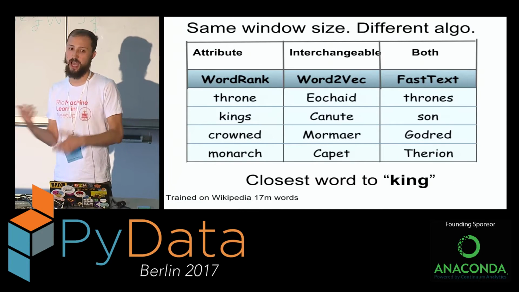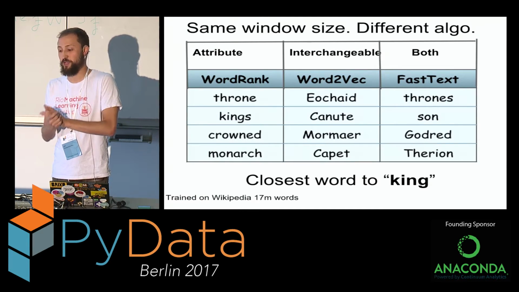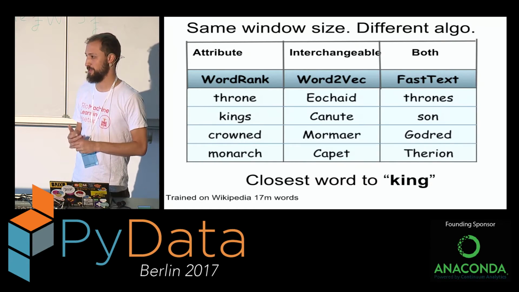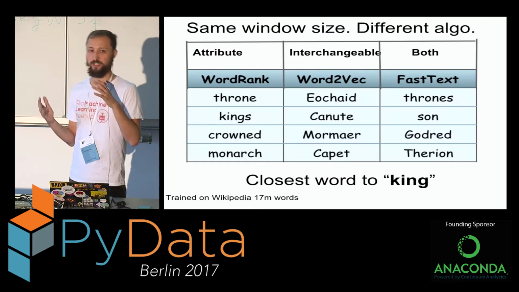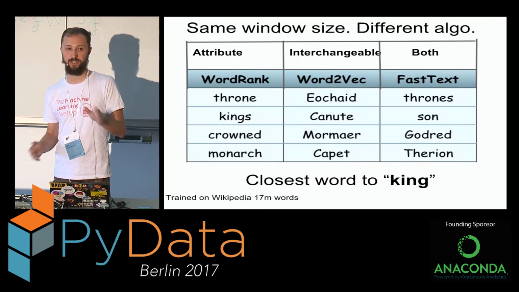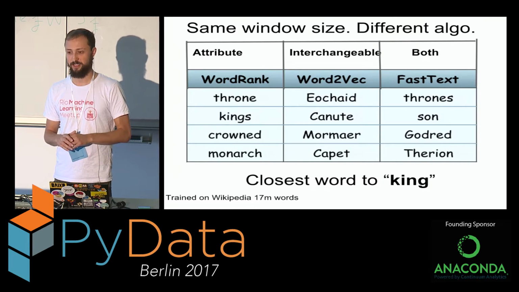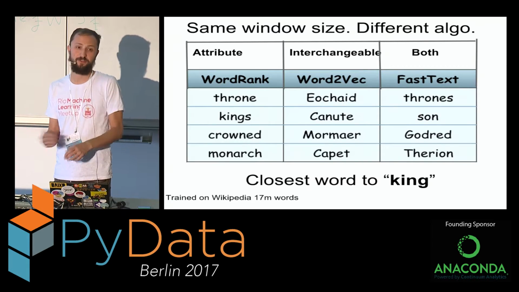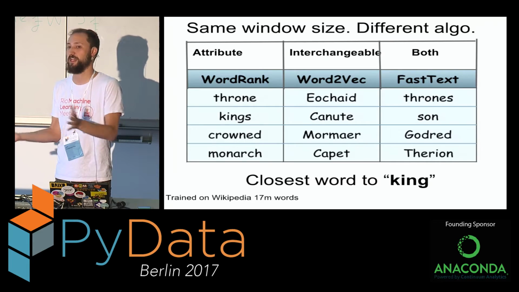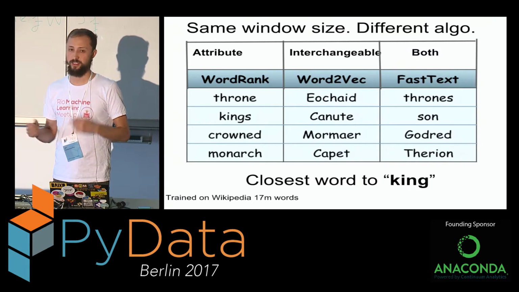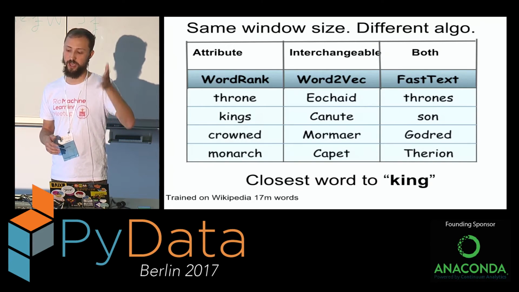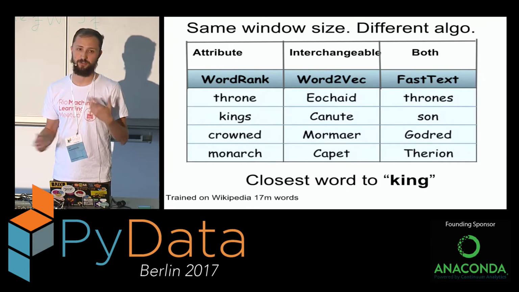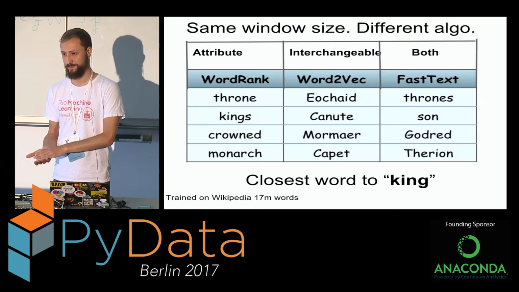So the window size is one hyperparameter. Another hyperparameter is just which algorithm to use. I'll talk more about the theory of them in the next 10 minutes, but this is just to show you the differences. I have the same window size of 15, and I train 3 different algorithms. They all give me word embeddings, but I get different results: same data in, but different results out. There are 3 algorithms: WordRank gives you attributes, word2vec gives you interchangeable stuff, and fastText gives you a mix of both with the same window.